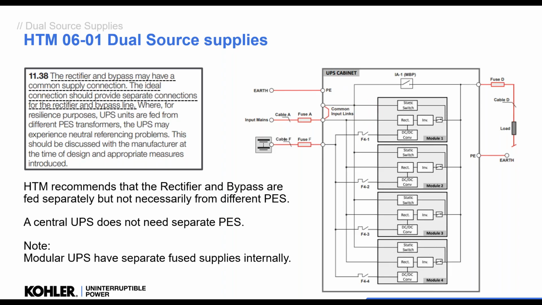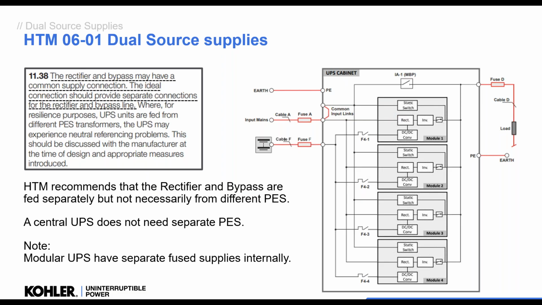Now, it recommends that rectifier and bypass are fed separately, but not necessarily from a different PES. If you have a central UPS, and we'll talk about that in a different line, it doesn't necessarily need to have dual supplies. And just a note here that many modular UPSs will split the supply and protect each one for the rectifier and bypass internally within there.